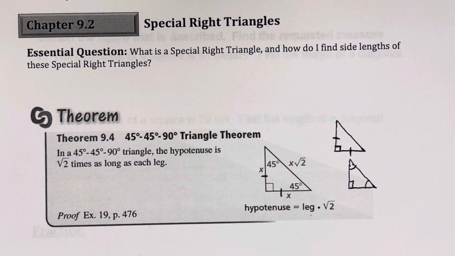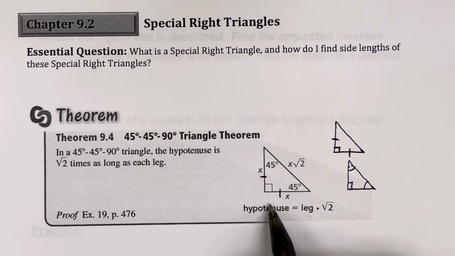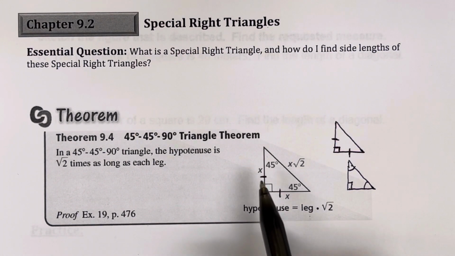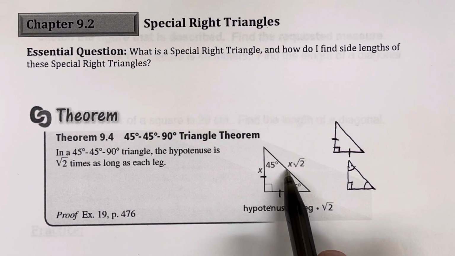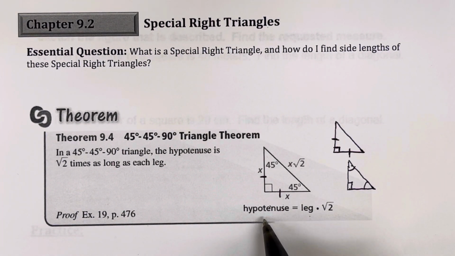The key here is, in order to find some missing side lengths, we can use this formula. The hypotenuse. Keep in mind the hypotenuse is opposite the right angle. The hypotenuse is equal to the leg times the square root of 2. So the way this is kind of set up, we write this out a couple ways. These two legs are both x, so the hypotenuse is equal to x times the square root of 2, whatever this length is. We can also write it out verbally by saying the hypotenuse is equal to the leg times the square root of 2. Using that, we can find the hypotenuse, or we can find the leg if we know one or the other.